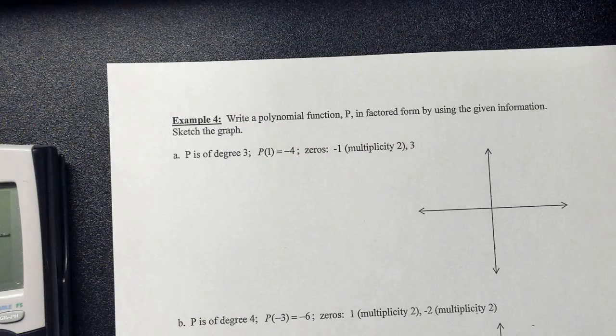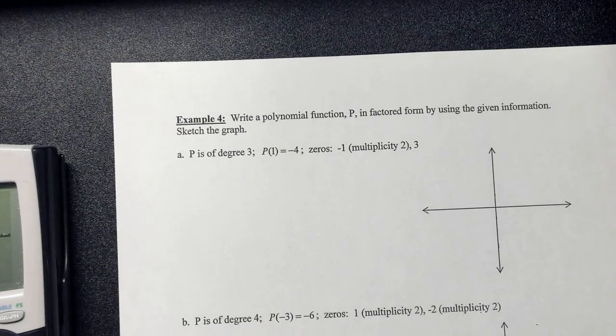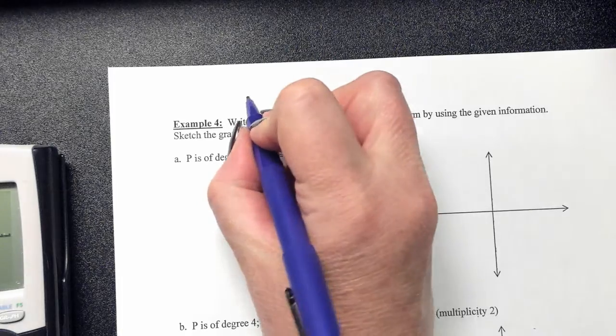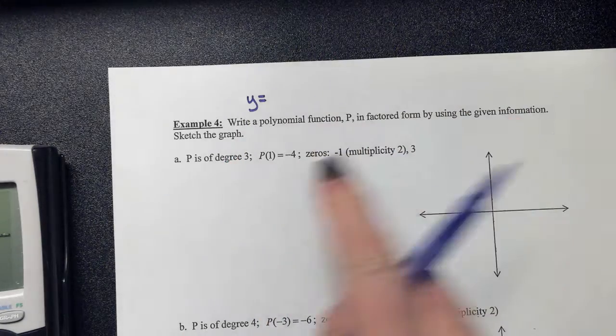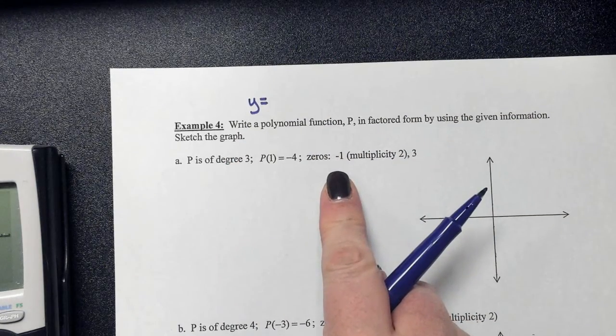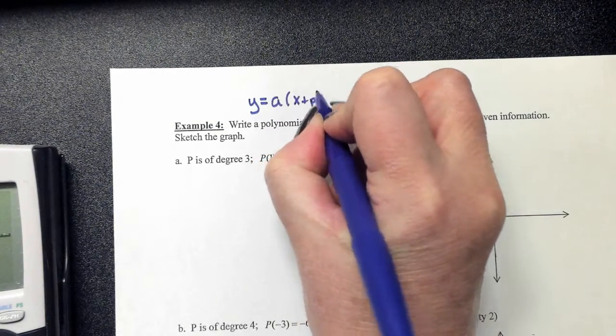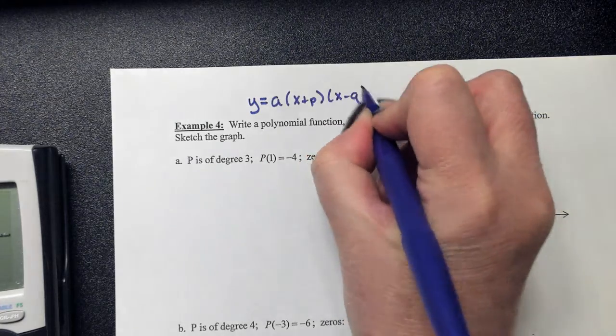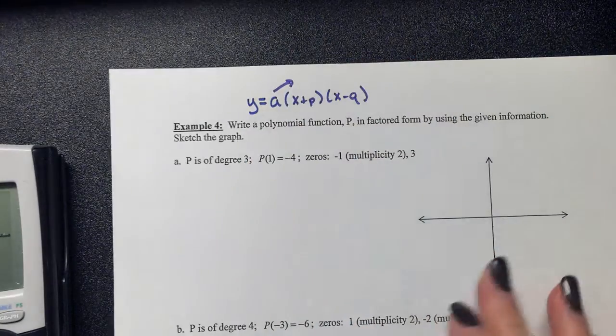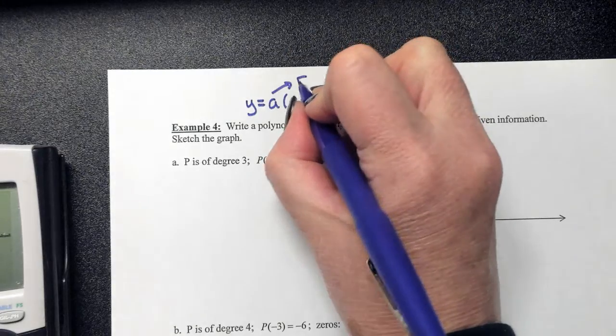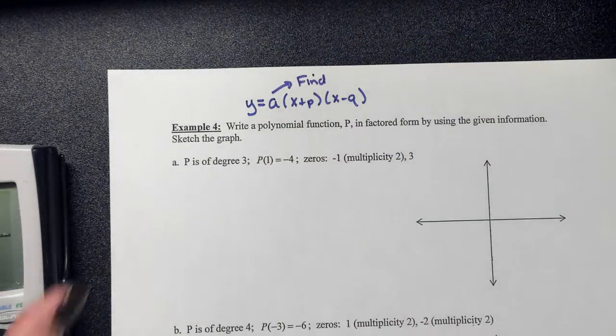And that is being able to write a polynomial function given these conditions. Now, when you want to write a polynomial function, if I give you the zeros, what you need to simply do is write the factors. But the problem is, what we're going to have to find is the leading coefficient. So when you're trying to write these polynomial functions, you've got to find that leading coefficient.